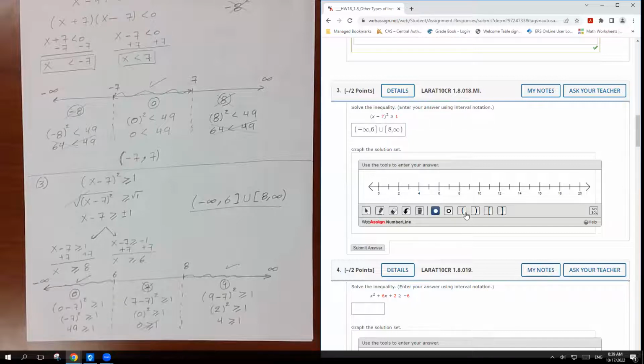Now let's graph it. From here is a bracket to the 6 and goes to the infinity. And another bracket here goes to the positive infinity, and that's it.